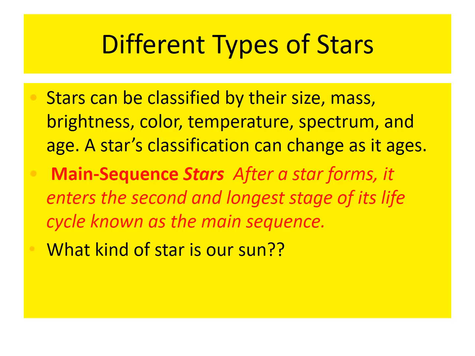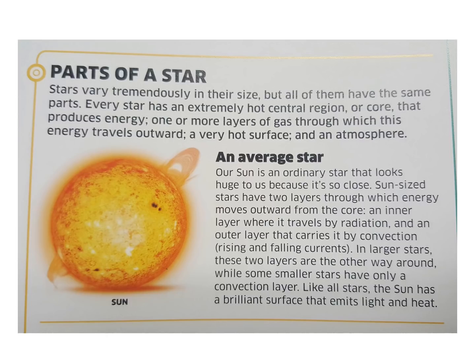And again, what kind of star is our sun? So I asked you what type of star our star, the sun, was. And again, it's just an average star. Our sun is an ordinary star that looks huge to us because it's so close. Sun-sized stars have two layers through which energy moves outward from the core, which is an inner layer where it travels by radiation, and an outer layer that carries it by convection, which is rising and falling currents. In larger stars, these two layers are the other way around, while some smaller stars have only a convection layer.